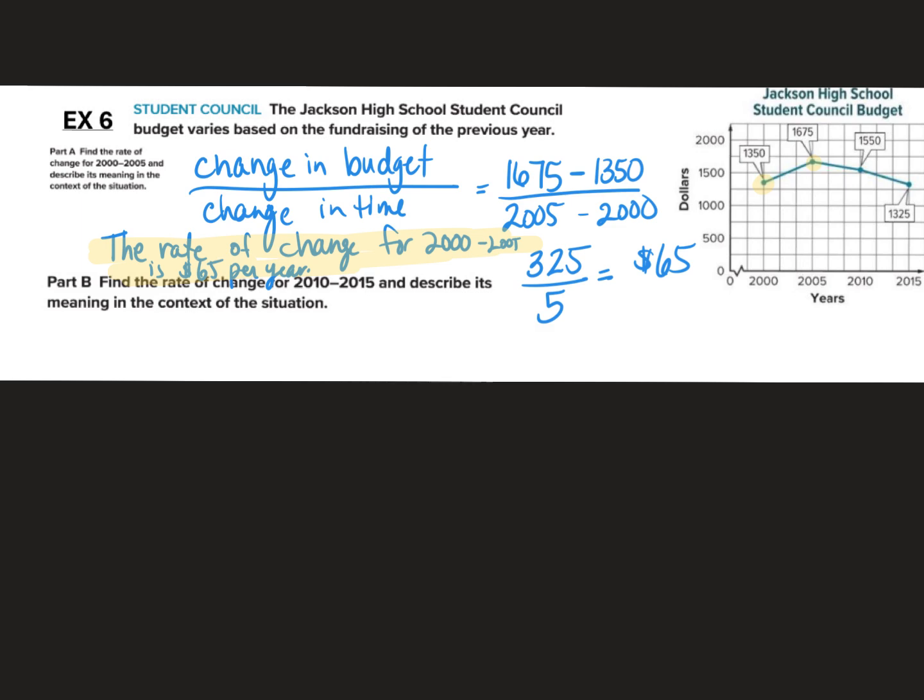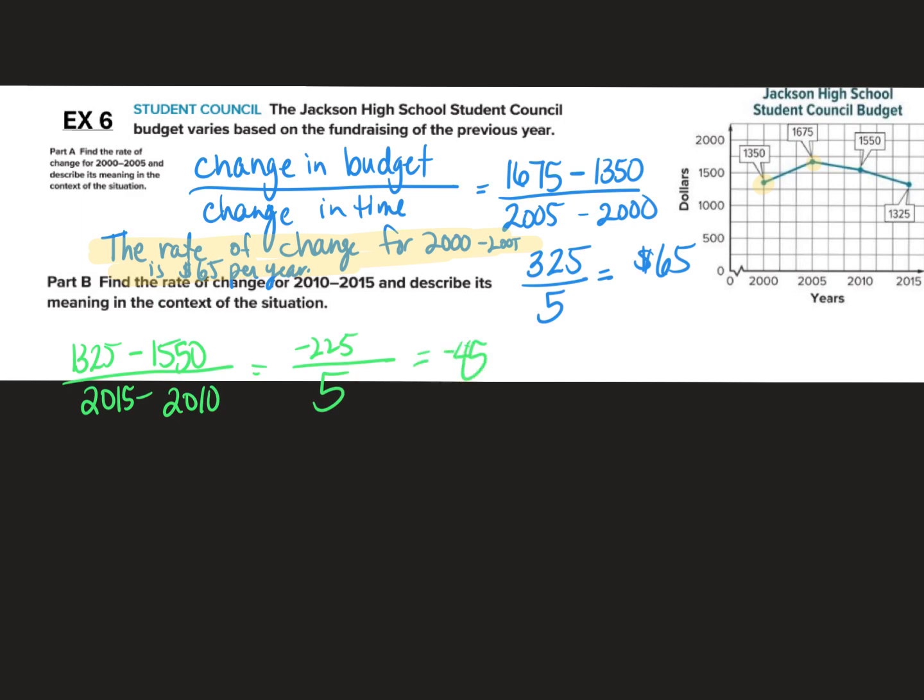Then it says, find the rate of change for 2010 to 2015. Describe its meaning in the context of the situation. So the budget in 2010 is 1,550. I'm going to subtract from it 1,325. And my years, I'm going to use 2015 to 2010. So that will be 5. And then when I subtract those, I get negative 225. So that will be negative 45.